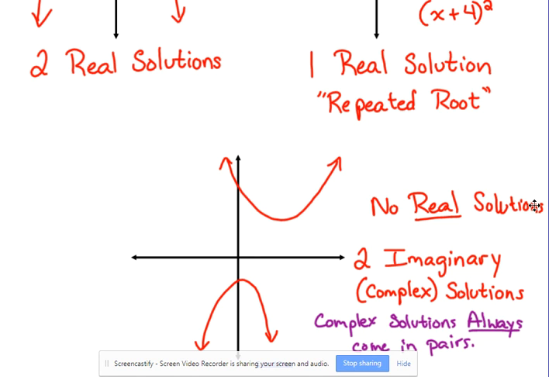So I drew two of them on here. Okay, those are two separate parabolas. But neither one of those cross the x-axis. So we don't have any real solutions. There are no real numbers that would make these equations equal 0. But we do have two imaginary or complex solutions. They always come in pairs. We'll deal with the complex solutions later on this week. Right now, we're just going to focus on the two real solutions and the one real solution.